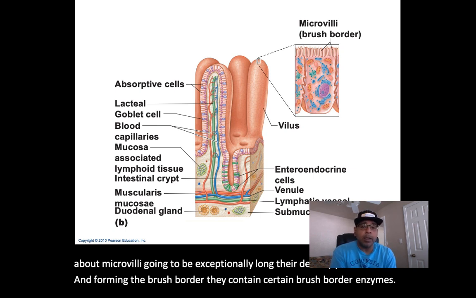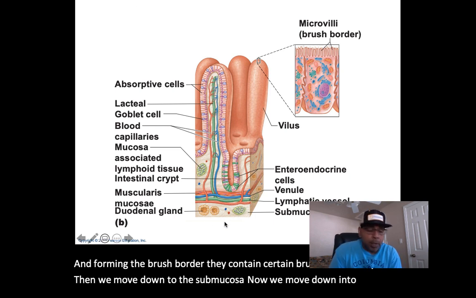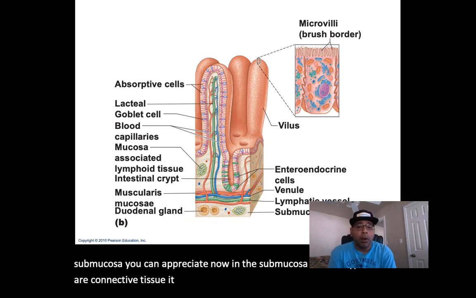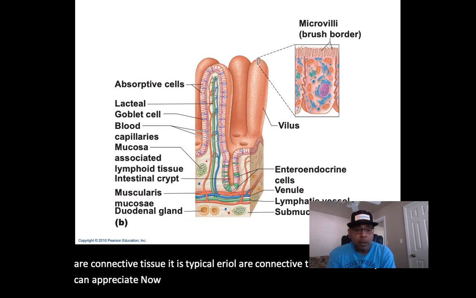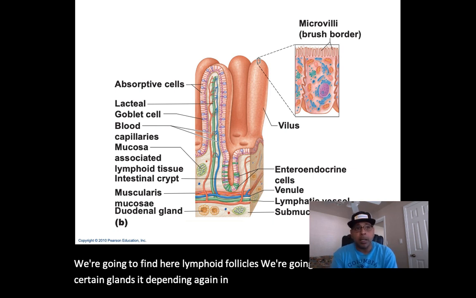Then we move down to the submucosa. Now when we move down into the submucosa, you can appreciate that it's typical areolar connective tissue. And here you can appreciate the lymphoid follicles. We're going to find here lymphoid follicles. We're going to find here also certain glands, depending again on which part of that small intestine we're at.